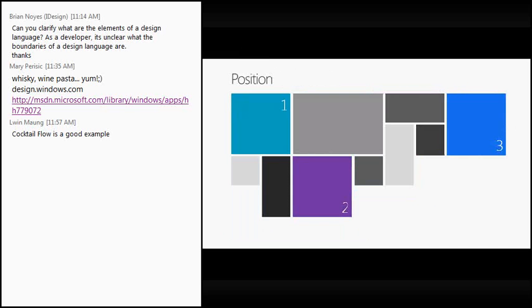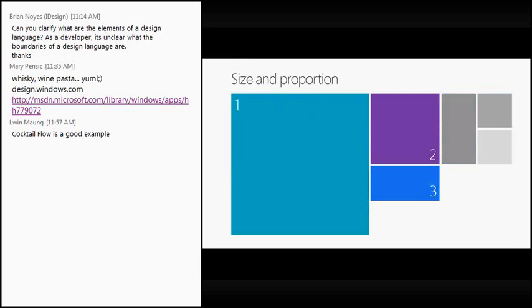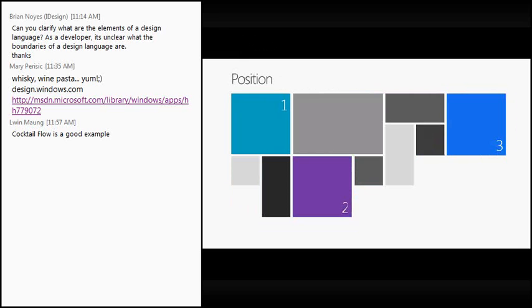You can also use positioning. And Cocktail Flow is a great example of that. So as you can see through size and proportion and positioning of content, and this doesn't mean that everything is a photo in these tiles here. There could be blocks of text. There could be blocks of content.